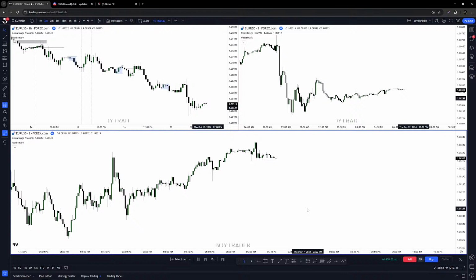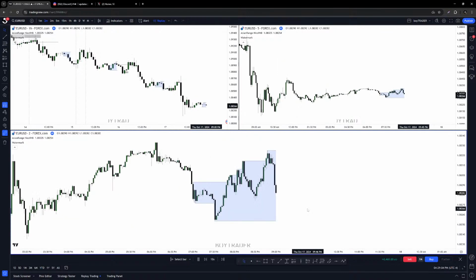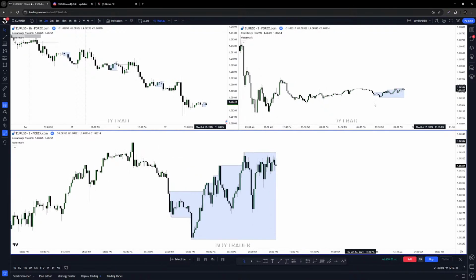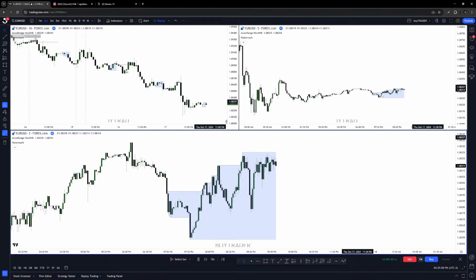So the Asia range prints. I'll show you why Friday's trading is actually messy, but you can find something there. But for me, nah, I don't like Friday's trading.